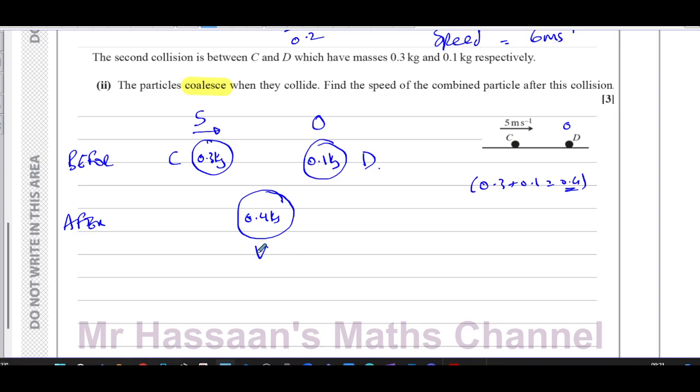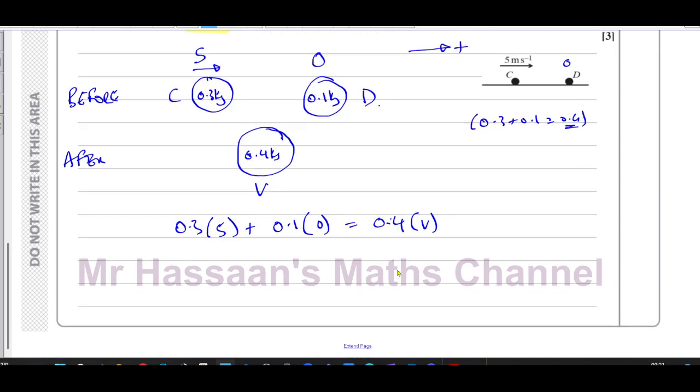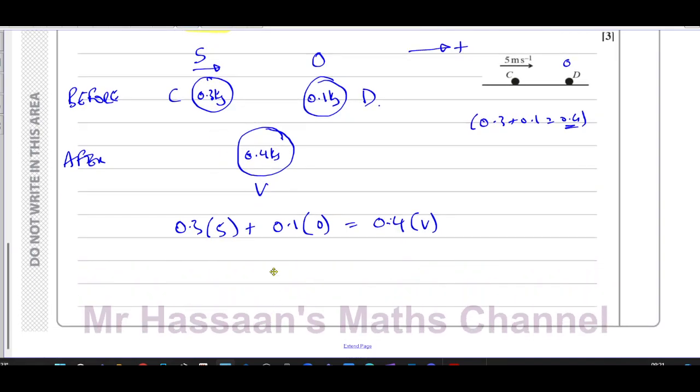All right, so again, we use the same principle. The total momentum before and after must be the same. So before the collision, we have 0.3, and again, we'll take this direction as positive. So we have 0.3 times 5 plus 0.1 times 0, its velocity 0, equals 0.4 times V. And that will give us our answer. So that gives us 1.5 plus 0, so it's 1.5 equals 0.4 V. So you have 1.5 divided by 0.4, and that gives us our answer.